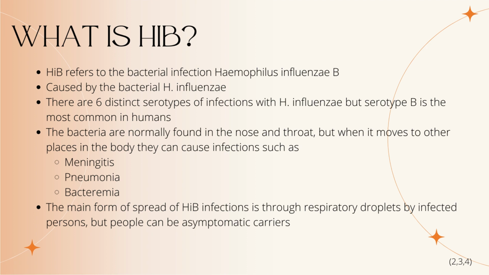This bacteria is normally found in the nose and the throat. However, when it moves to other places in the body, it can cause serious infections such as meningitis, pneumonia, or bacteremia. The main form of spread of HIB infections is through respiratory droplets by infected persons. Additionally, people can be asymptomatic carriers as well.